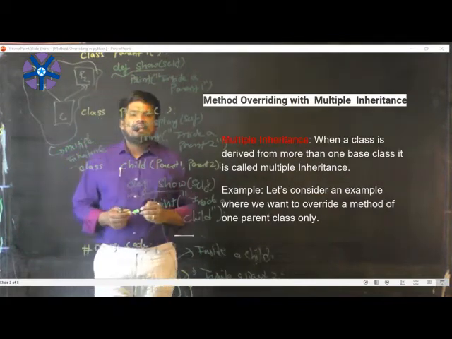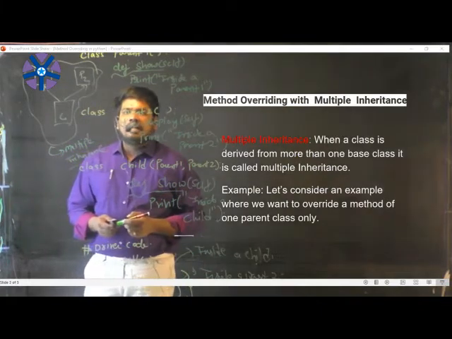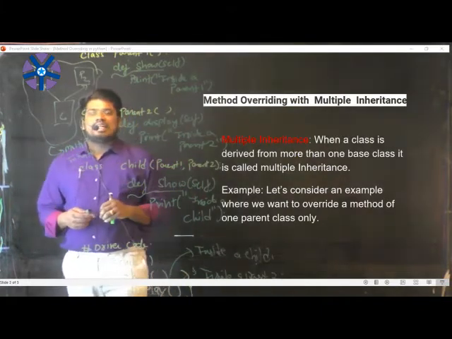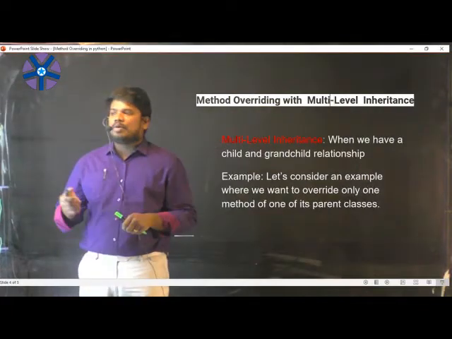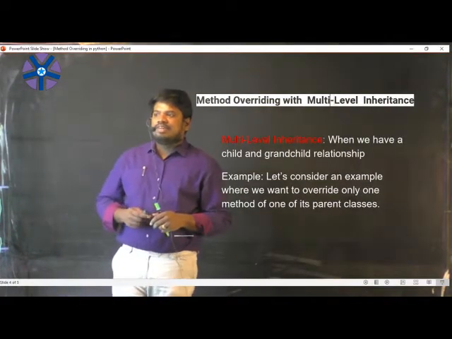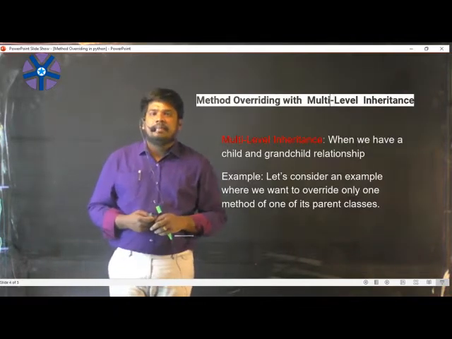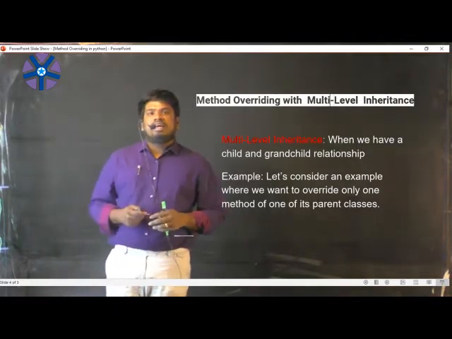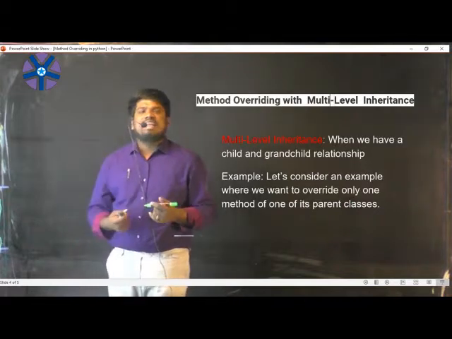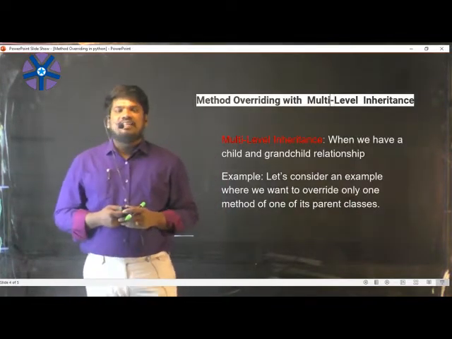So coming to the next technique, that is how method overriding will work in a multi-level inheritance, that I am going to discuss. We will learn about multi-level inheritance in method overriding. When we have a child and a grandchild relationship, we call it a multi-level inheritance. Now with a small example, we will understand how method overriding will act in multi-level inheritance.